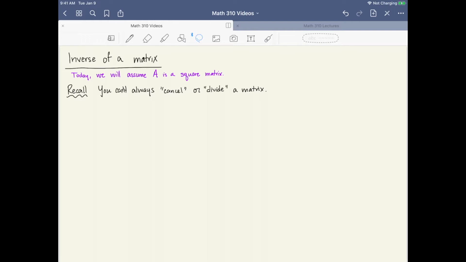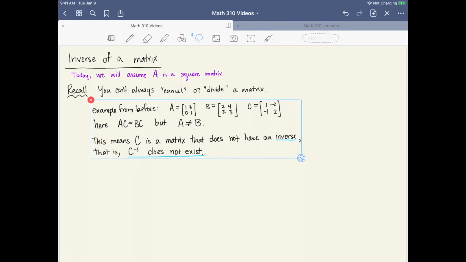So let's begin by recalling something from a previous video, and that is that you cannot always cancel or divide when you're doing matrix multiplication. The simple example that we discussed before was of three matrices. All of them are 2 by 2, so we can multiply them together. A, B, and C. You can check that if you multiply the matrices A and C together, you get the same matrix as if you multiply the matrices B and C together. But just by inspection, A does not equal B. So you can't really cancel C from this equation because that would lead to a contradiction.